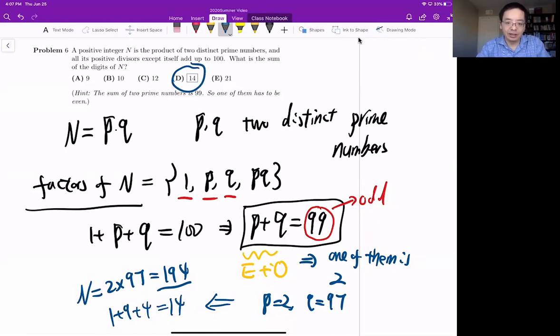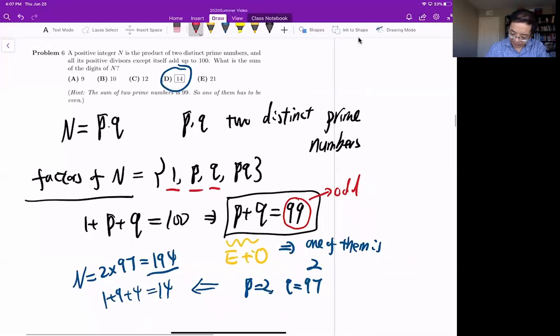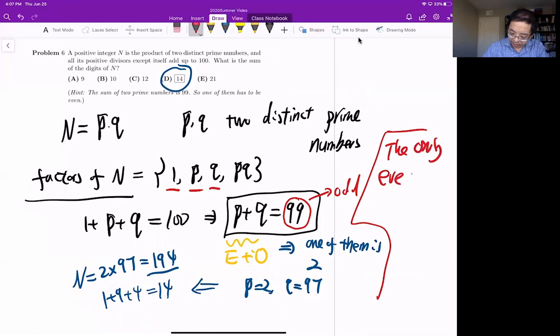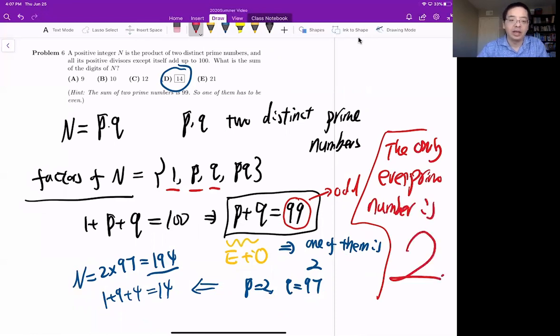So here the key is we first of all write out all the divisors, and then we use the thing here. Maybe let me emphasize here. So here we have the only even prime number is 2. So 2 is the only even prime number.